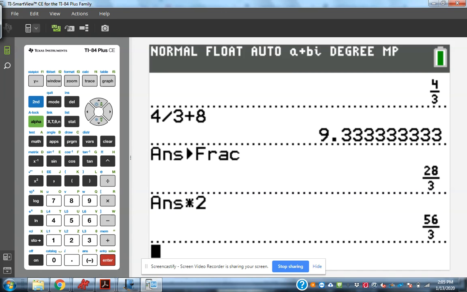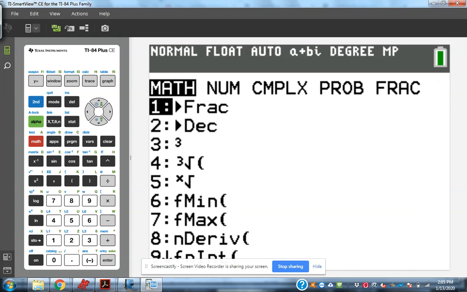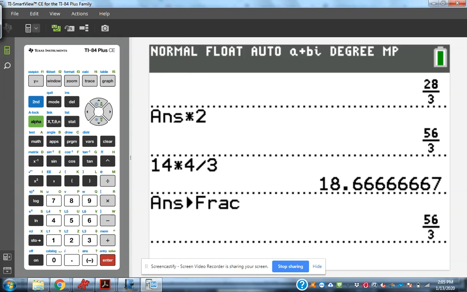56 over 3 is 14 times 4 over 3. 4 divided by 3. Math, enter, enter. Yeah, it's the same number. So 4 over 3 works. We checked it. It's staying. What happens when I plug in the negative 1?